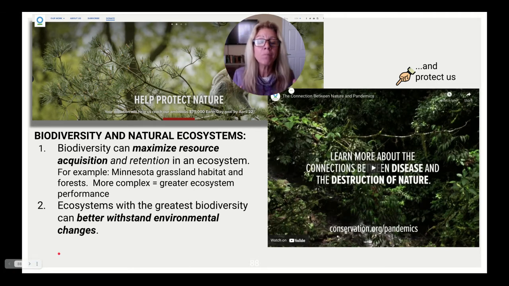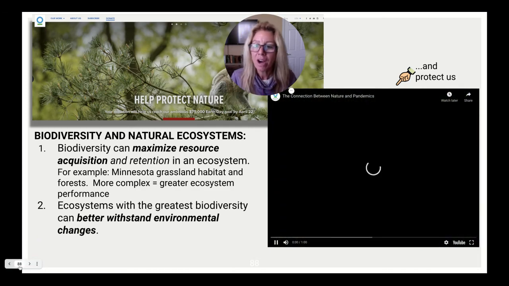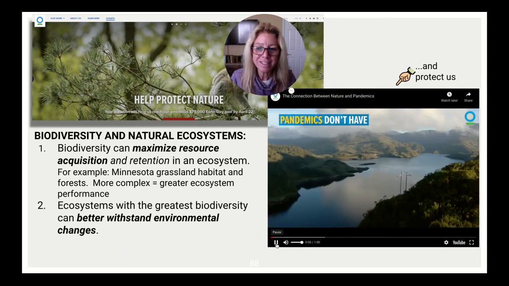Remembering the more complex the ecosystem, the better performance it has, the more likely it is to sustain changes in our environment, in our climate, and we are able to continue to use them as we need to. All right, and I got to keep going there, otherwise it's going to pause.